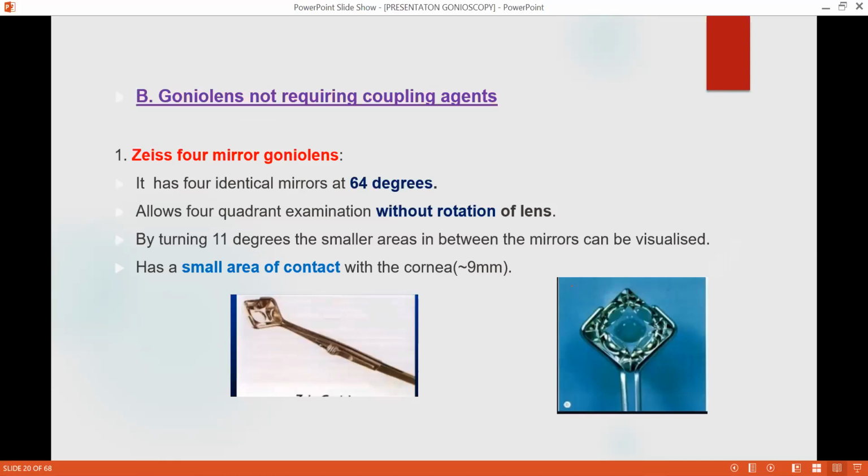So the next type is gonio lenses, which do not require coupling agent. So they are basically gonio prisms. The prototype is Zeiss 4-mirror gonio lens. It has 4 identical mirrors placed at an angle of 64 degrees. Since we have 4 mirrors here, we can see the angle simultaneously without rotating the lens. So all 4 quadrants are examined in one view. It has a small area of contact with cornea, that is around 9 millimeters. So it can be used for indentation gonioscopy. You can see the picture of Zeiss 4-mirror gonio lens.